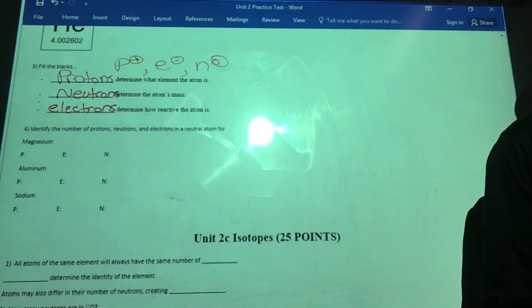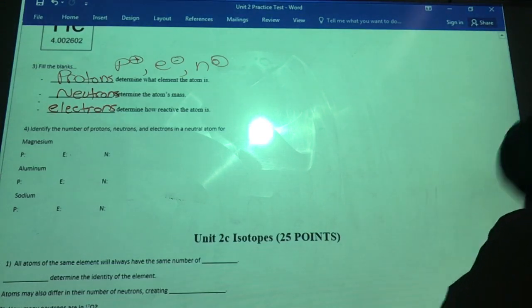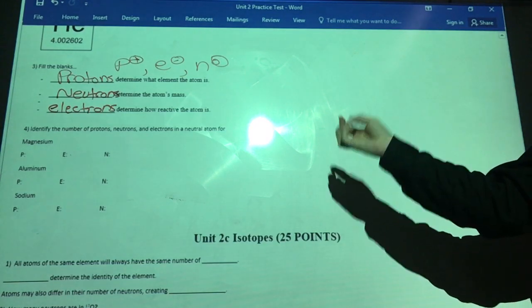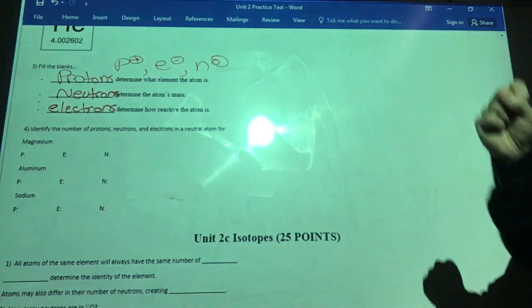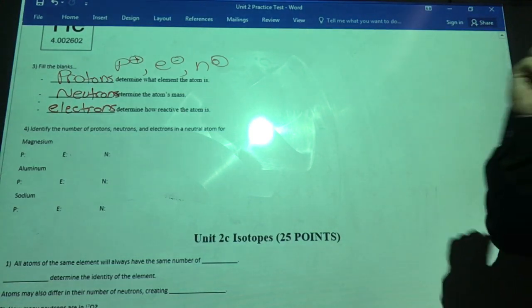All right, so easy so far. I'm going to try to keep the video under 20 minutes. So identify the number of protons, electrons, and neutrons. If you could give me 3 numbers, I'll give you step-by-step. So look at your periodic table.